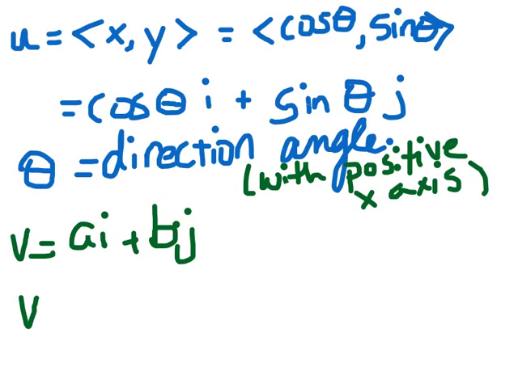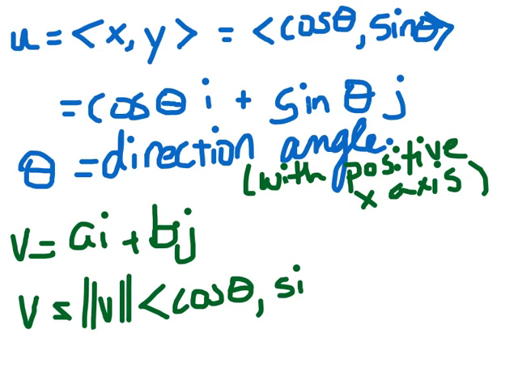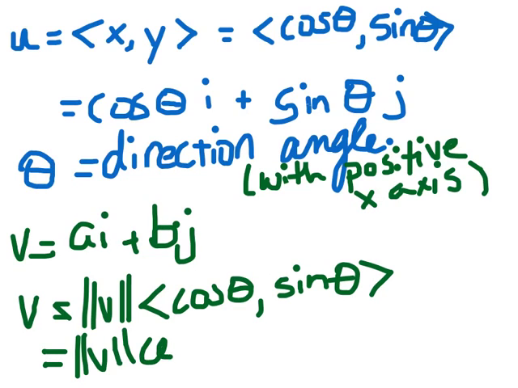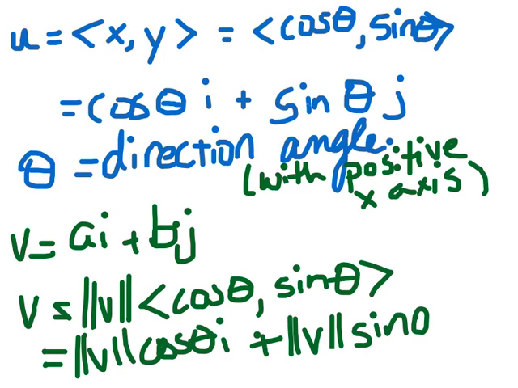I can say the vector v is equal to the magnitude of the vector times cosine theta, sine theta. Remember, there are all these different ways we write vectors, and the x and y can actually be written as cosine theta, sine theta. And so v is equal to the magnitude of v times cosine theta, and I can put an i in there if I want to put it in component form, plus the magnitude of v times sine theta, and that would be my j.